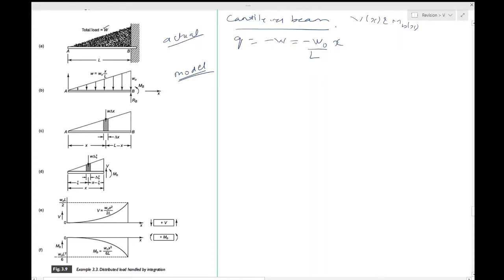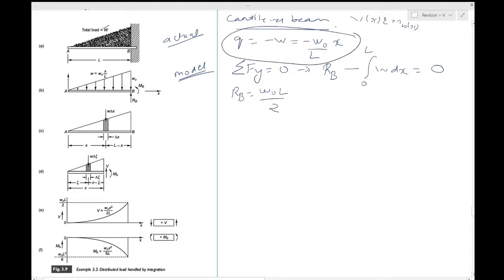So what you would do is write that the summation of forces in the y direction is 0. What are the forces? RB minus the integration from 0 to L of W dx equal to 0. That would give you RB is equal to W naught L by 2. This is what you have to assume.